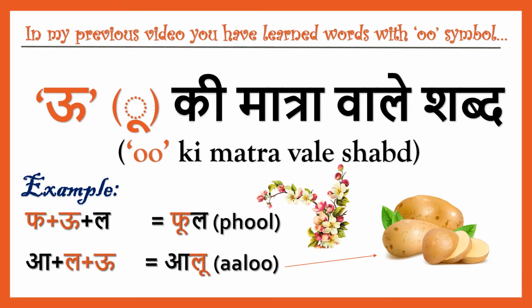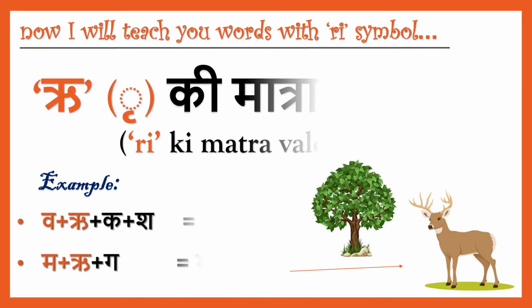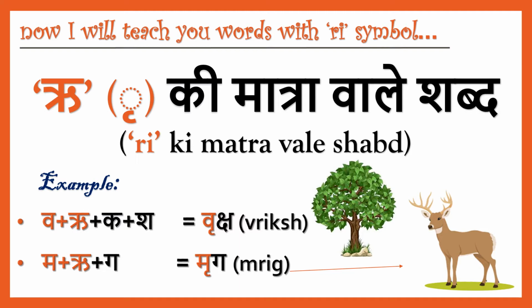In my previous video, you learned words with the U symbol. U की मात्रा वाले शब्द. For example, verb plus U plus law. Fool. A plus la plus U. Alu. Now I will teach you words with the re symbol.